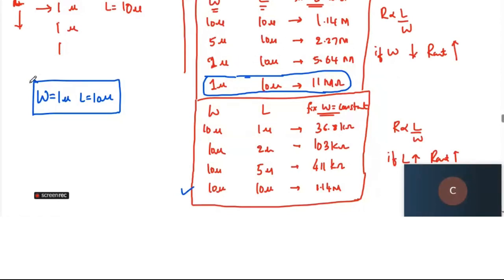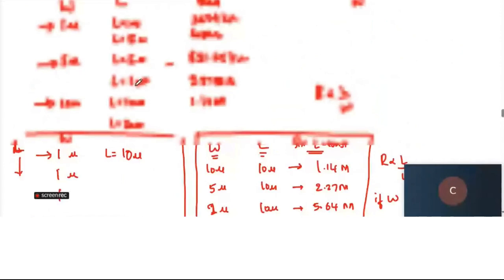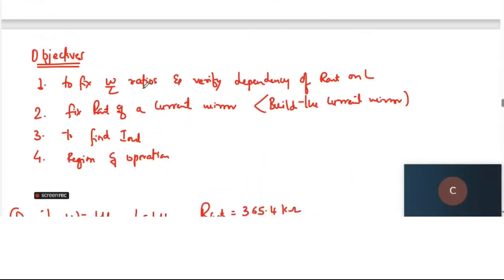So let us try to fix these values, W as 1 micro and L as 10 micro, so that we can have fair enough. If I say W by L ratio would be 1 by 10, the ratio would be 0.1. Or if I want to observe the L by W ratio, it would be 10 by 1, which is equal to 10. So even here it is easy to remember. So that's my first objective, to fix the W/L ratios and verify the dependency of R out on RL. Okay. So this is all about this particular thing.